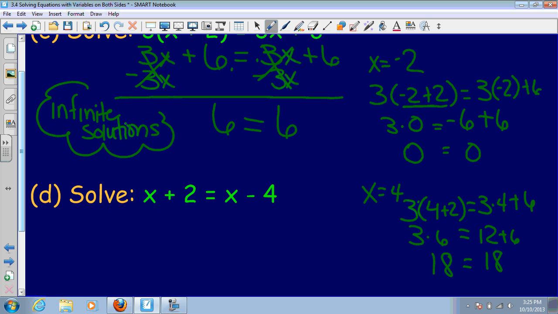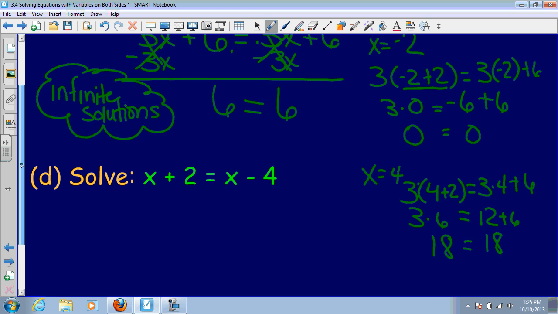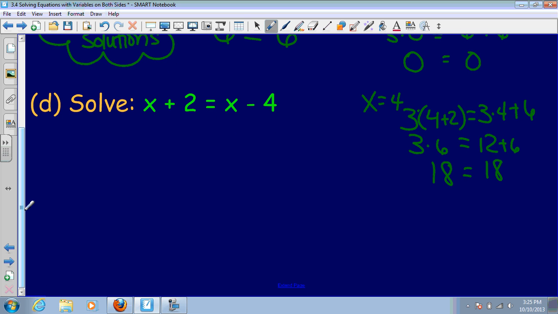No matter what value for x I choose, my equation is going to be true. Next: x plus 2 equals x minus 4. Well, this is a 1x and a 1x. Let's go ahead and subtract 1x. These will cancel out here, and they're also going to cancel out here. So I'm left with 2 equals negative 4. Well, is that true? Does 2 equal negative 4? No, not last time I checked.